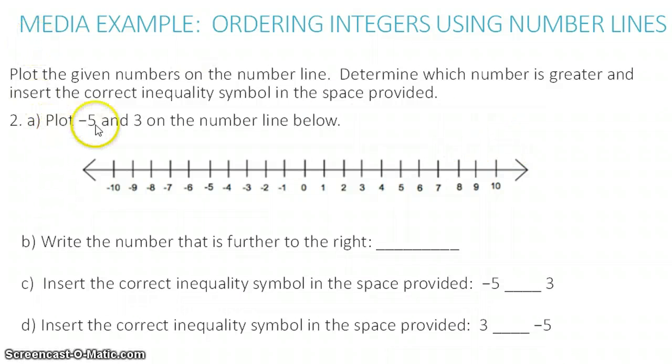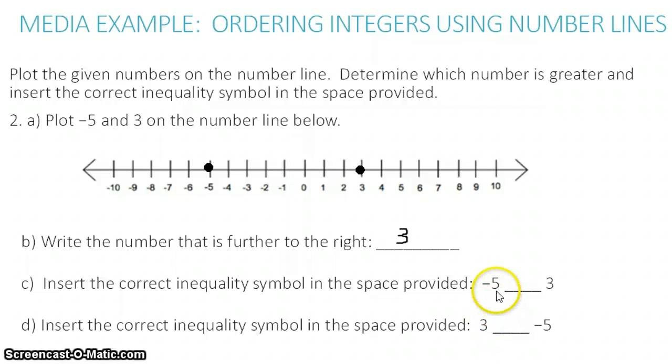First, we're asked to plot -5 and 3 on the number line below. So here's -5, and here's 3. Write the number that is further to the right. Well, the number further to the right is 3. So notice the magnitude of -5, or the absolute value, is larger than 3. It has a larger distance from 0. But when we're considering ordering, we think of greater than as being to the right. So 3 is greater than -5.